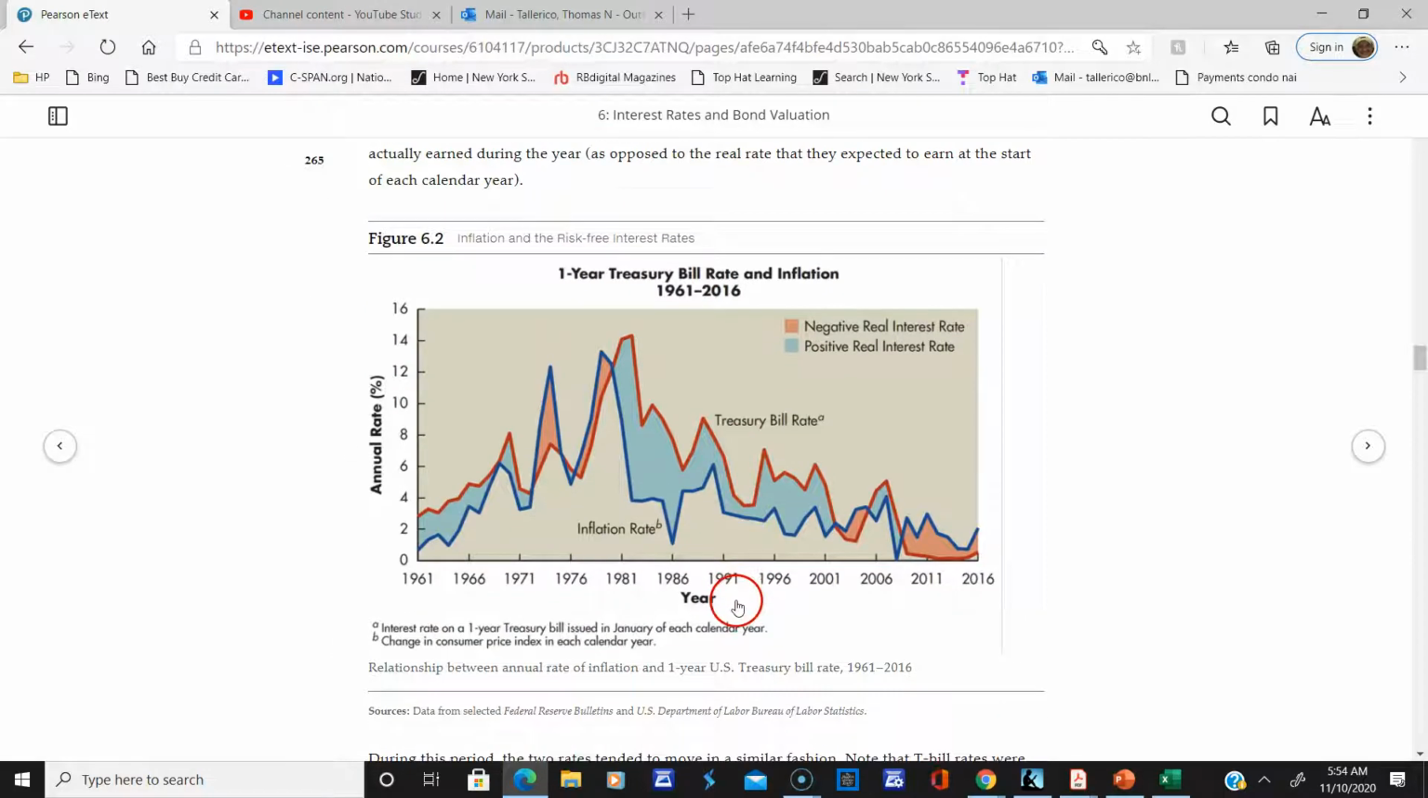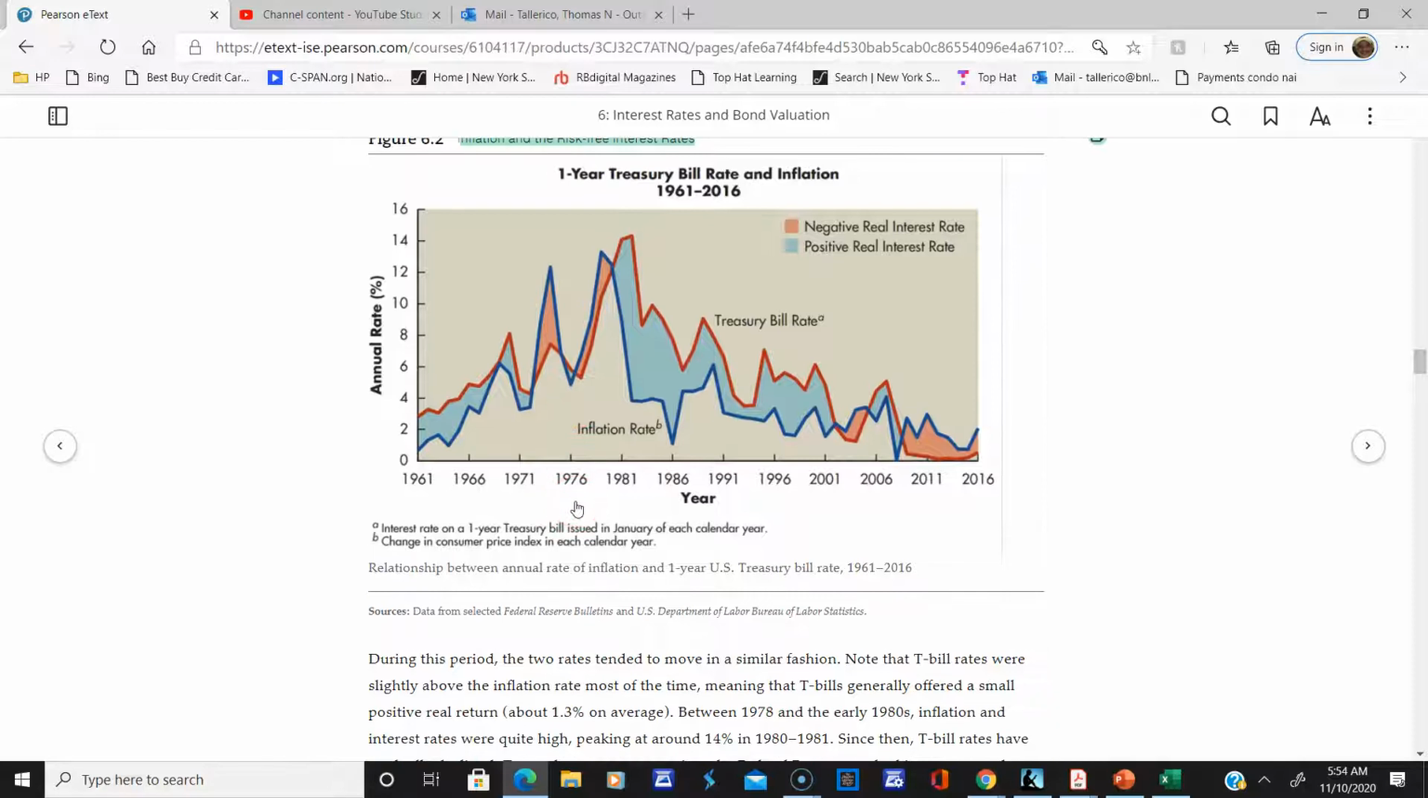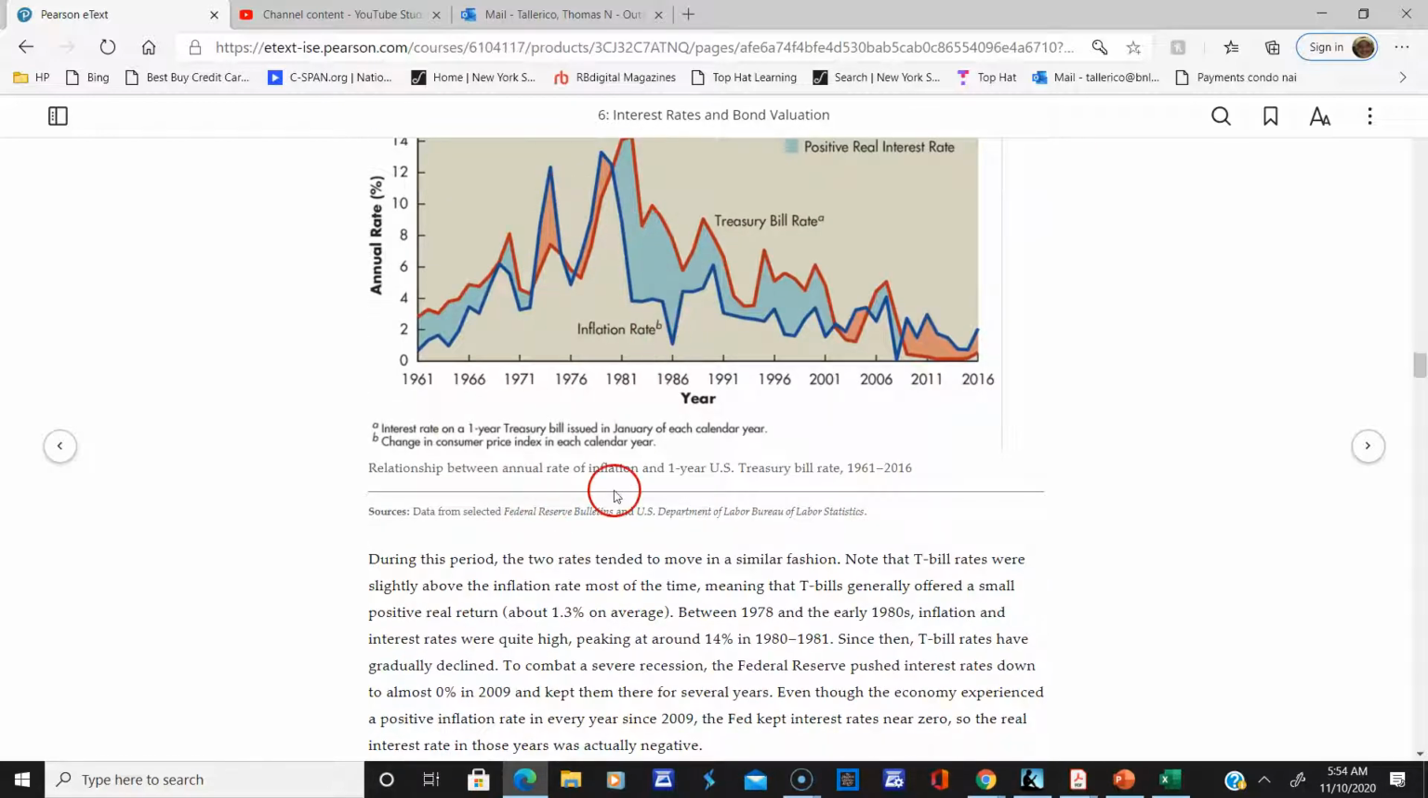And I believe there's a graph here. So here is the Treasury bill rate, and here's the inflation rate. It's important to understand how they kind of track each other somewhat closely. It's a good graph, and it goes from 1961 to 2016 here. You can kind of see that the annual rate was basically this, the Treasury bill rate here, and here's the inflation rate. So you can see it went negative. Anything that's colored in orange is a negative real interest rate. But you can see how they move in a similar fashion, and that's stated right here. They move in a very similar fashion, and it's clear.